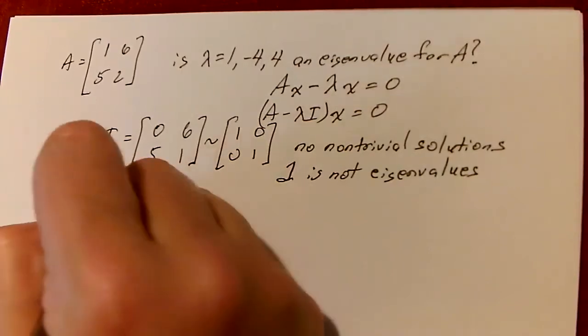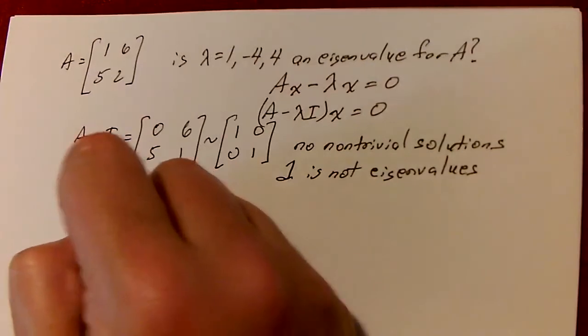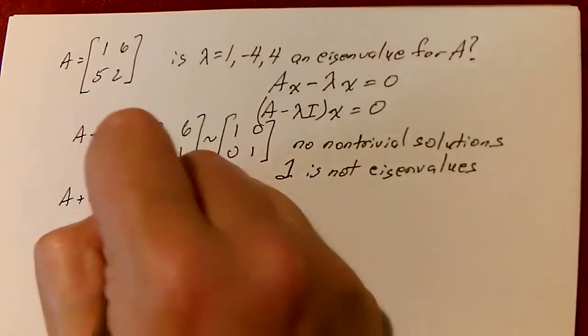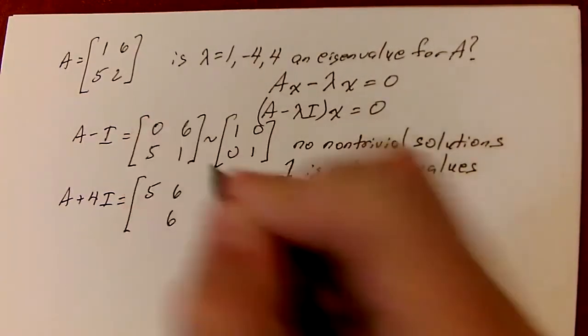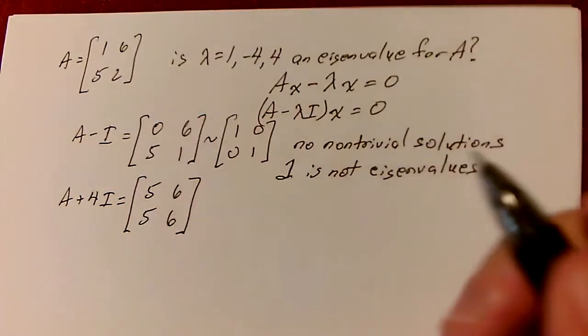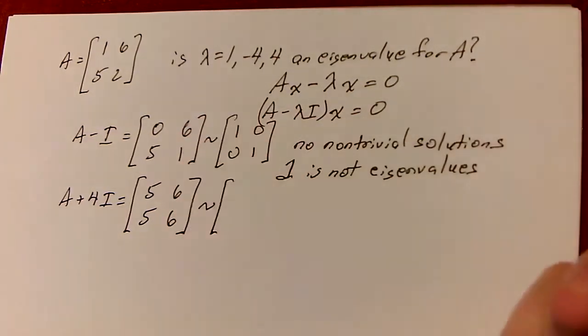A plus 4I. Remember, it's A minus lambda I, but lambda here is a negative. So we're going to add 4 on the diagonal. So I'm going to have 5. 2 plus 4 is going to be 6. 6 and 5 are unchanged from the original matrix. Now this I can do row operations on and reduce, right? This is going to row reduce.